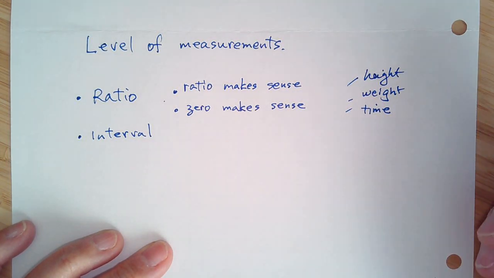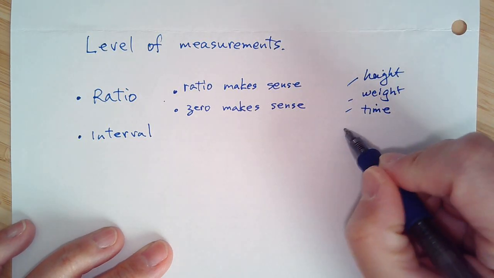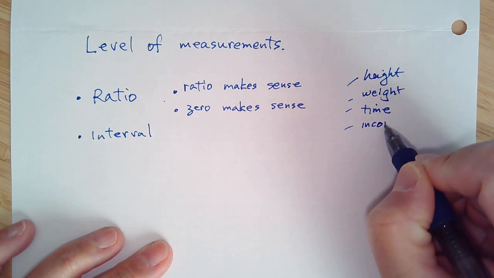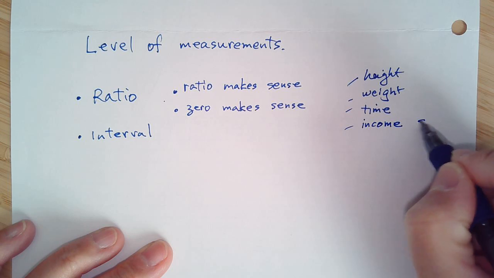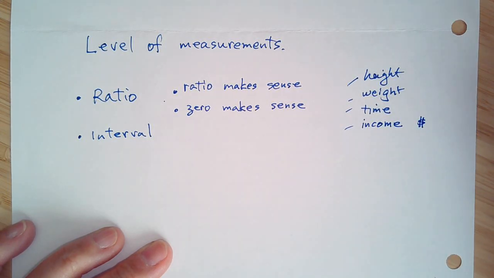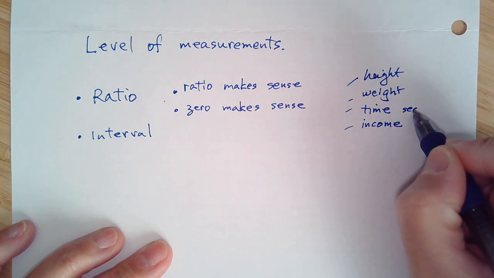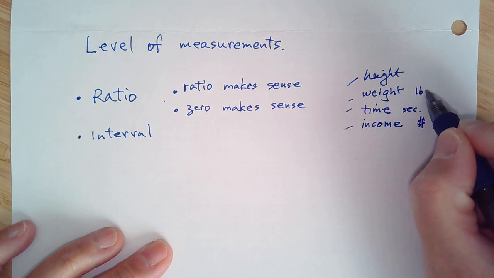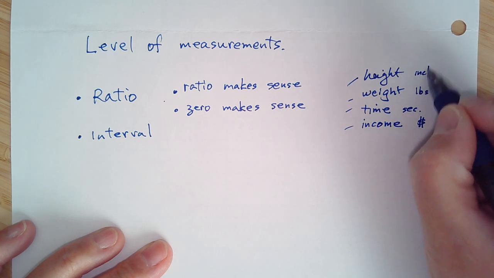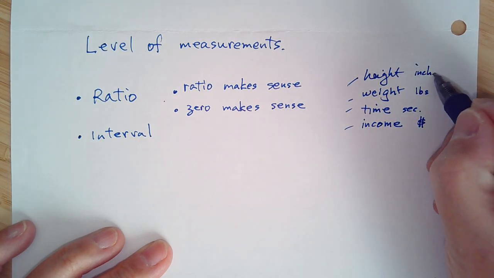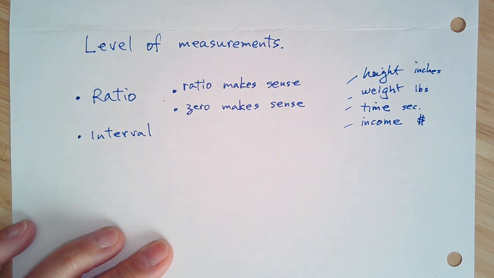All right, now what else? Income. And income is a quantitative data because usually it's in like a dollar, right? Time could be in seconds, okay? Weight could be in pounds, and height could be in inches or feet. All right, what else you can think of?